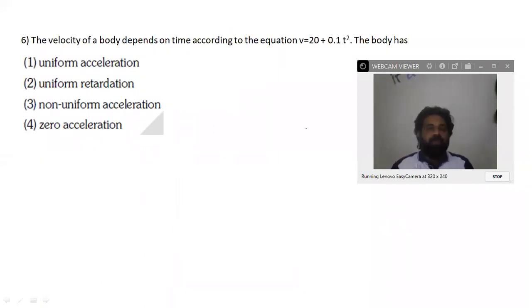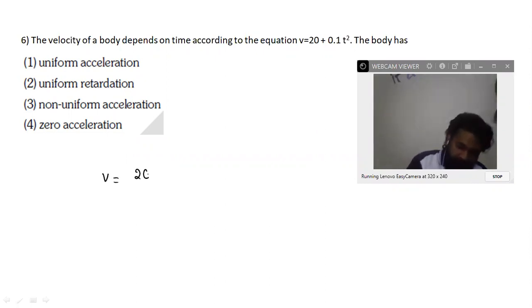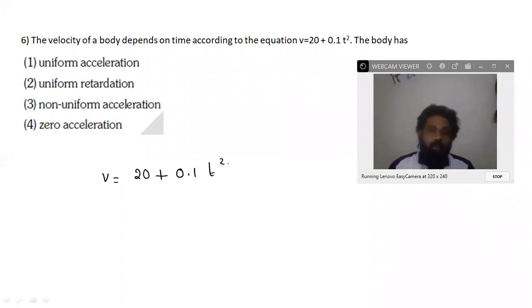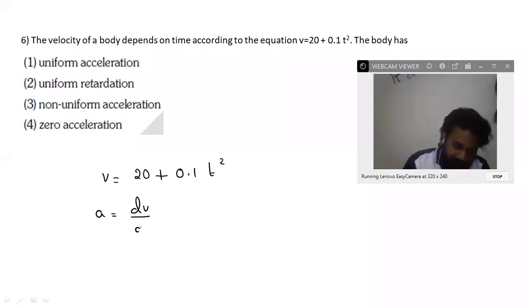The next problem is this. The velocity of a body depends on time according to the equation v is equal to 20 plus 0.1 t square. The body has uniform acceleration, uniform retardation, non-uniform acceleration, or zero acceleration. The options are all about acceleration, so let us see what the acceleration is. Acceleration is dv by dt. When you differentiate this, it becomes 2 into 0.1 t. So acceleration is equal to 0.2 t.